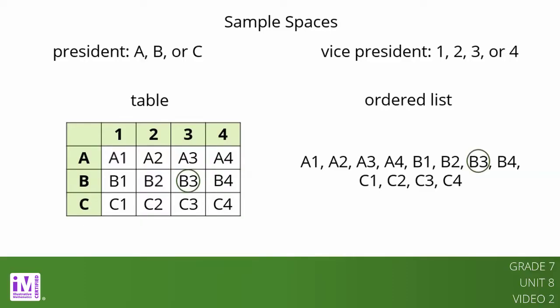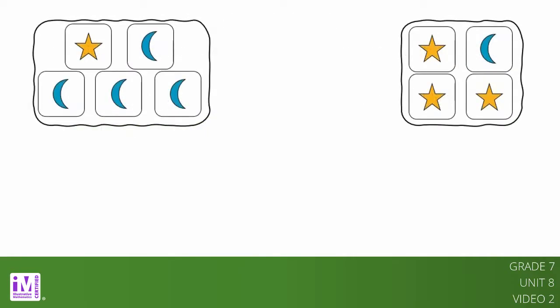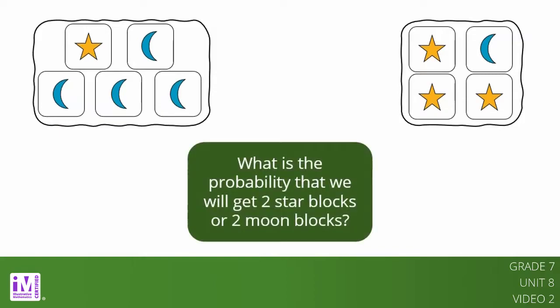Let's consider one last example. Suppose we have 2 bags. One contains 1 star block and 4 moon blocks. The other contains 3 star blocks and 1 moon block. We will select 1 block from each bag at random. What is the probability that we will get 2 star blocks or 2 moon blocks?